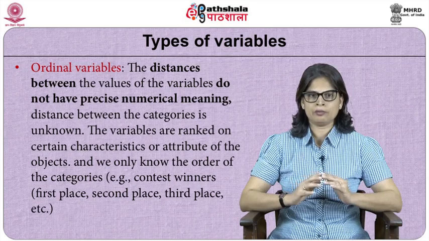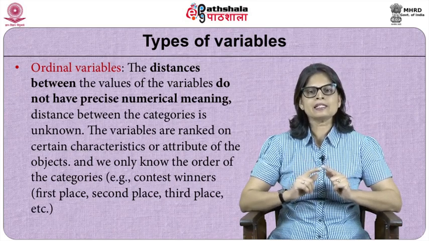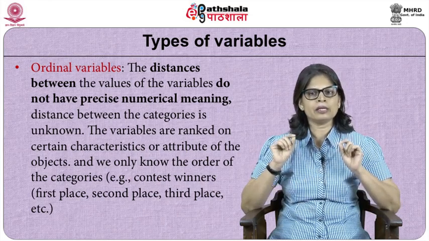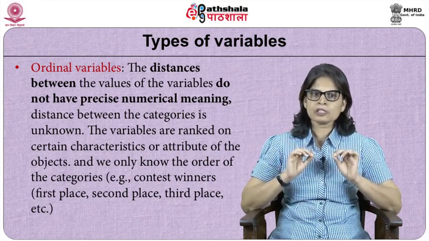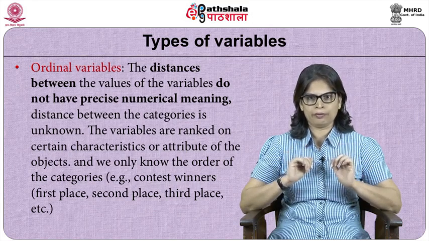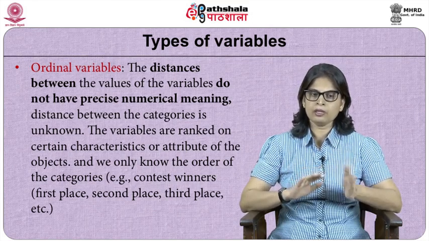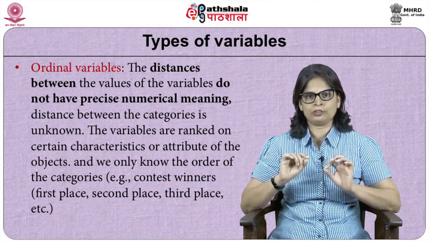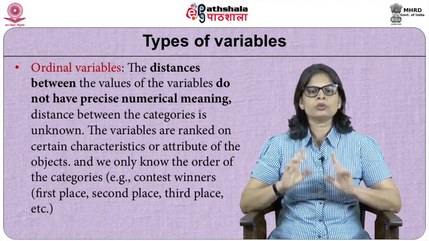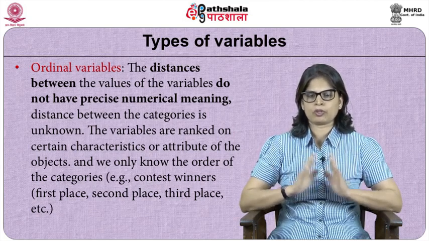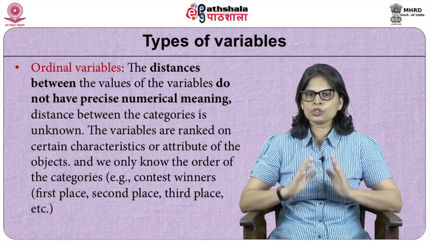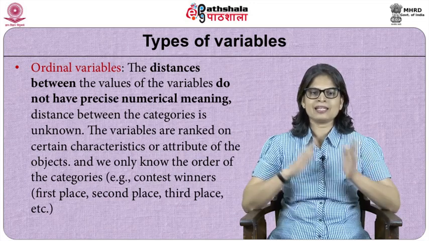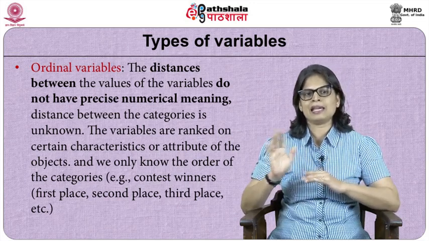Now, let us go to ordinal variables. Here, the distance between the values of the variables do not have a precise numerical meaning. The distance between the categories is not known. The variables, however, are ranked on certain characteristics or attributes of the objects, and we only know the order of these categories. For example, when we usually have the contest winners, we place them at the first place, second place, third place, etc.